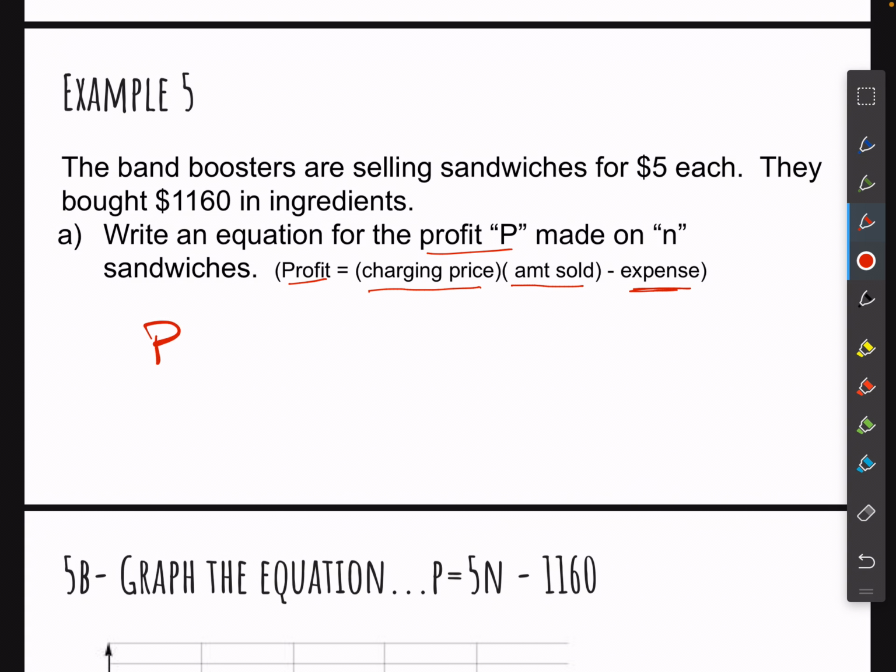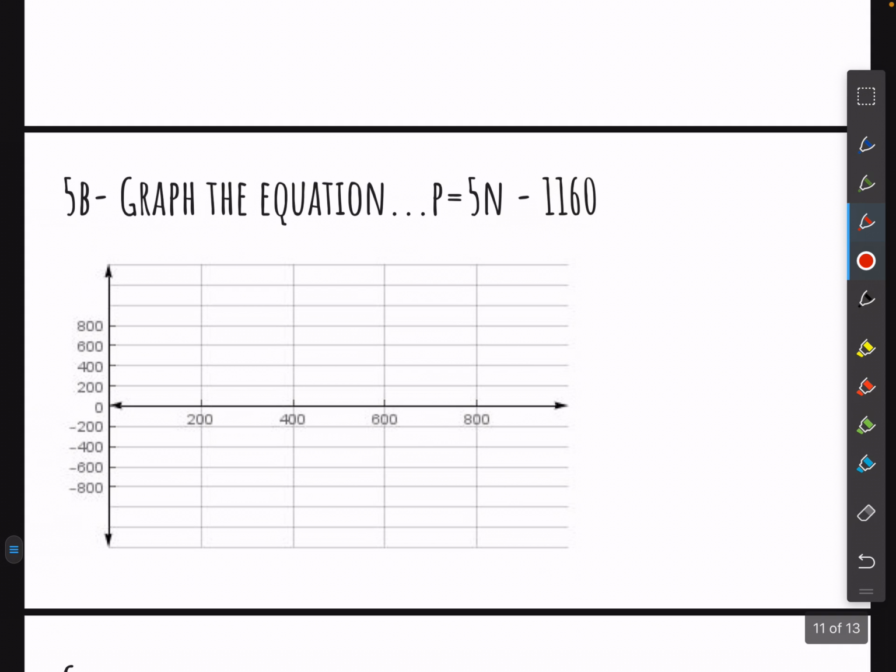The profit will equal the charging price, $5, times the amount sold. We do not know how many were sold, so we're supposed to replace that with n. So n, the amount sold, minus the expenses. Well, we know that: 1,160. And for part B, they want us to graph this.